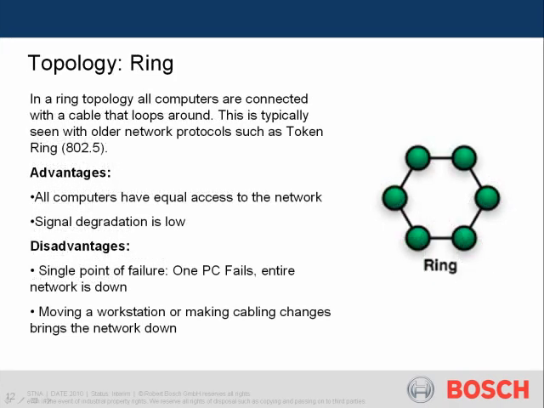Next is the ring topology. A ring topology is where all the computers are connected in a loop by a single cable. You would typically see this with older protocols such as token ring. The advantages are all the computers have equal access to the network and the signal degradation is low.